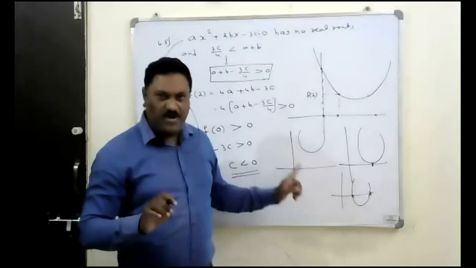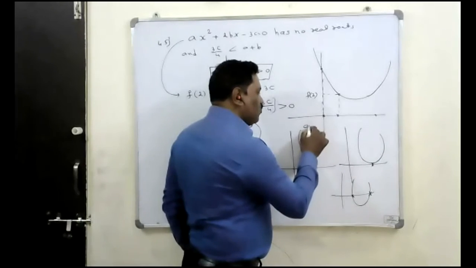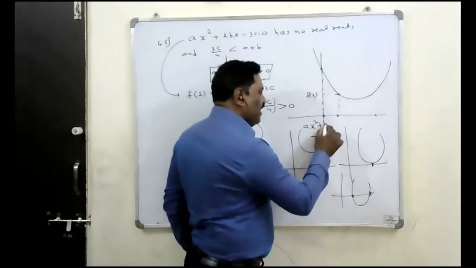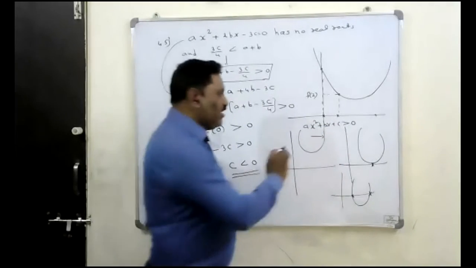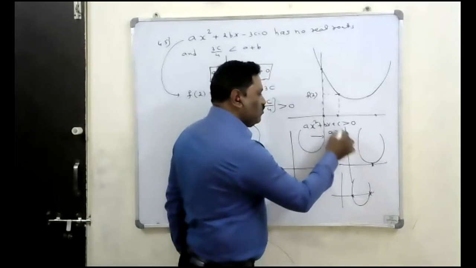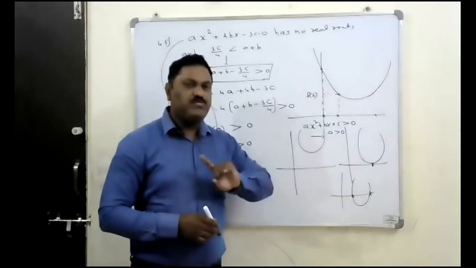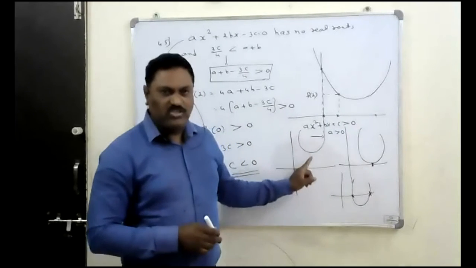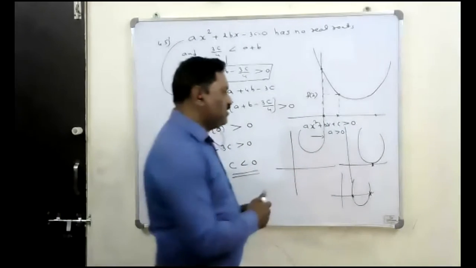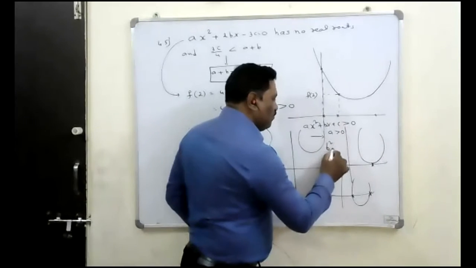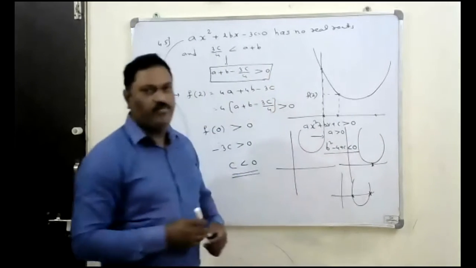The roots are complex. That means here that the entire expression ax square plus bx plus c is positive for all values of x, and the coefficient of x square is also positive. These two have the same sign for all x belonging to R. So the equation will have no real root, meaning the roots are complex. In such cases the condition is that b square minus 4ac is less than 0. This is the condition you have to remember.